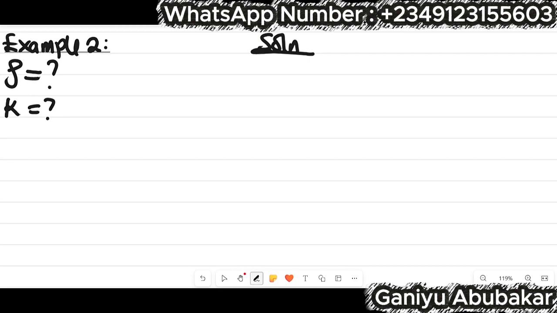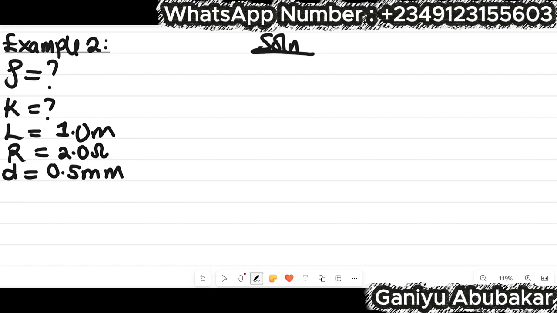Proceeding, the length L is given as 1.0 meters, with a resistance R of 2.0 ohms, and a diameter given as 0.5 millimeter. First things first, our diameter and length should all be in meters. So convert 0.5 millimeters to meters. That gives you 0.0005 meters.